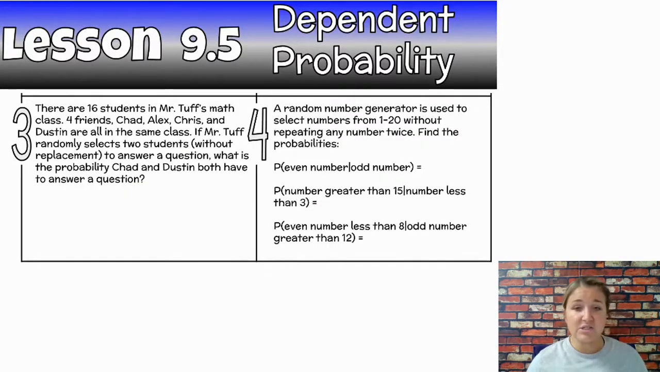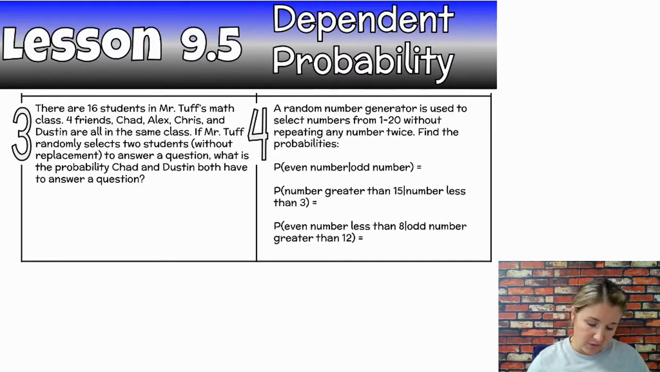All right, so there are 16 students in Mr. Tuff's math class. 4 friends, Chad, Alex, Chris, and Dustin, are all in the same class. He randomly selects 2 students without replacement. So he selects one name, and then he's going to select the next name. And what's the probability that Chad and Dustin both have to answer the question?